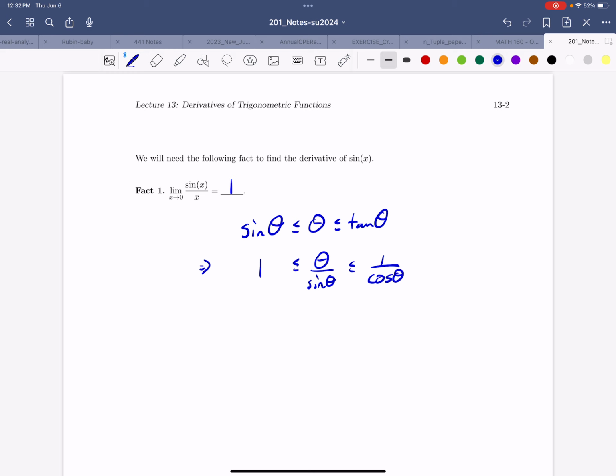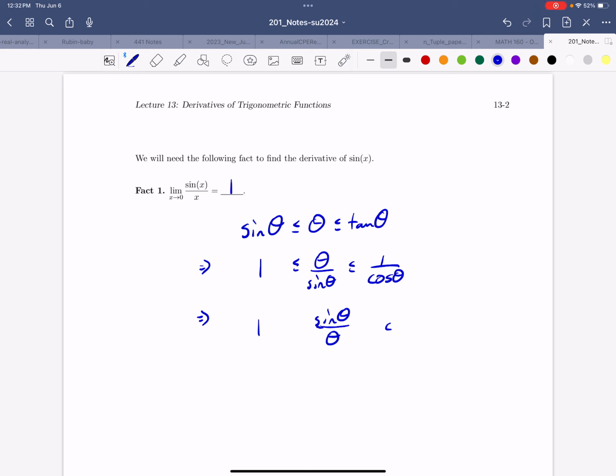Now, we're really not interested in theta over sine of theta. We're interested in sine of theta over theta. Okay? So we're going to flip this. We're going to take the reciprocals of everything. Well, okay, that's going to stay the same. That's going to become that.